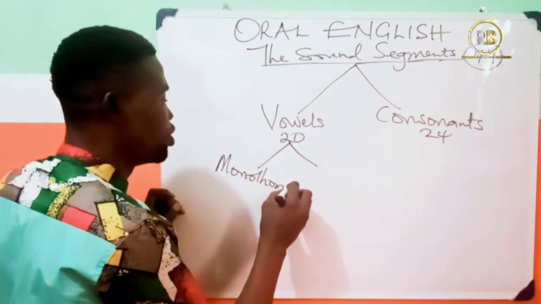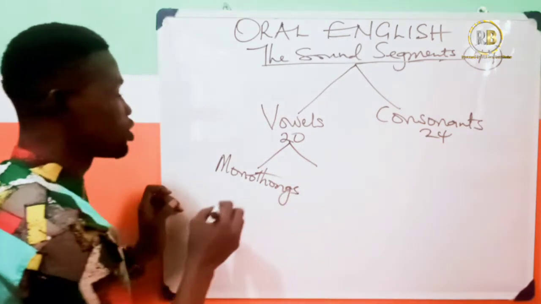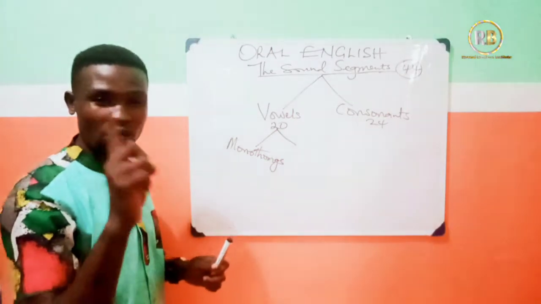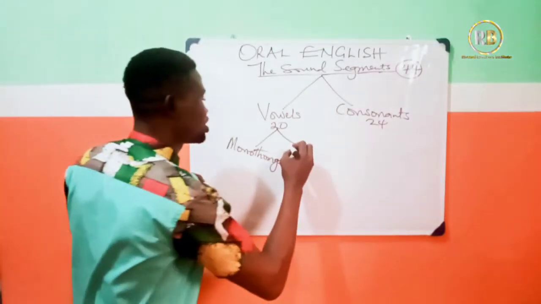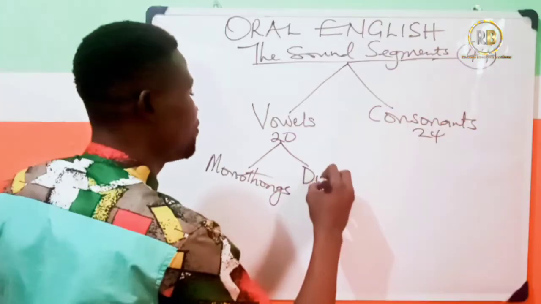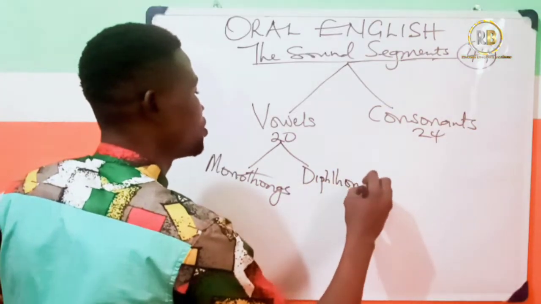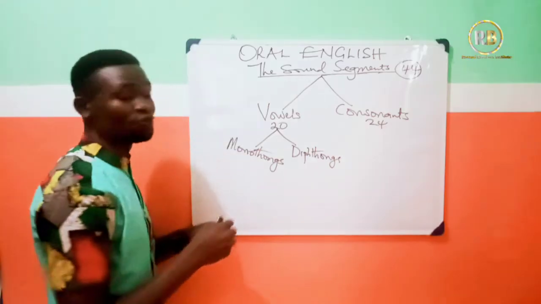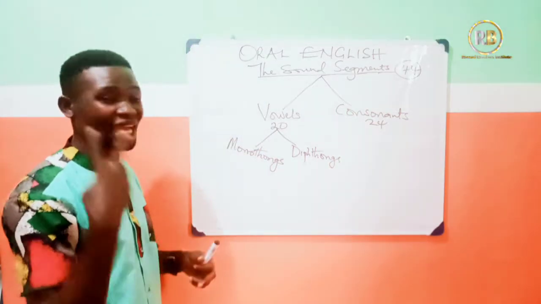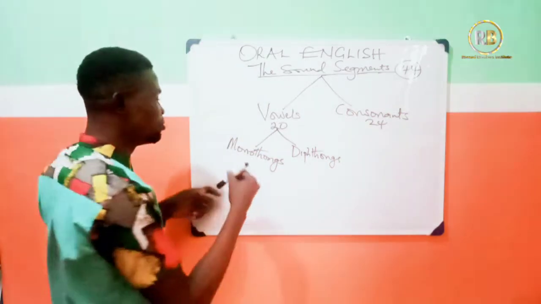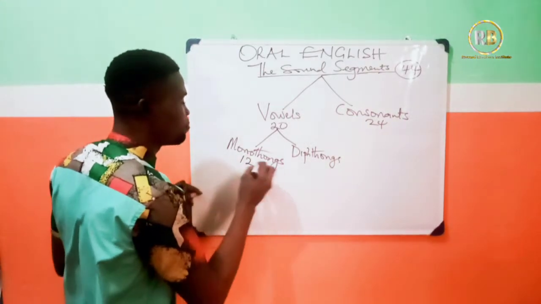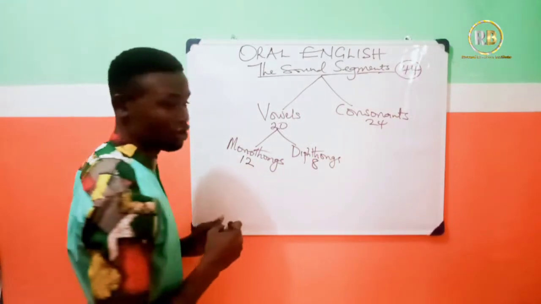Monophthongs are those vowel sounds that have one articulation. Then the second one is the diphthongs. Diphthongs are those vowel sounds that have two articulations, that is two sounds. Now the monophthongs are 12 in number, the diphthongs are 8 in number.